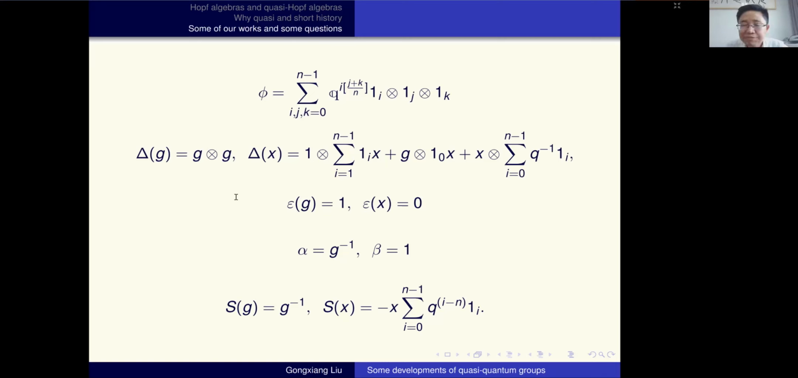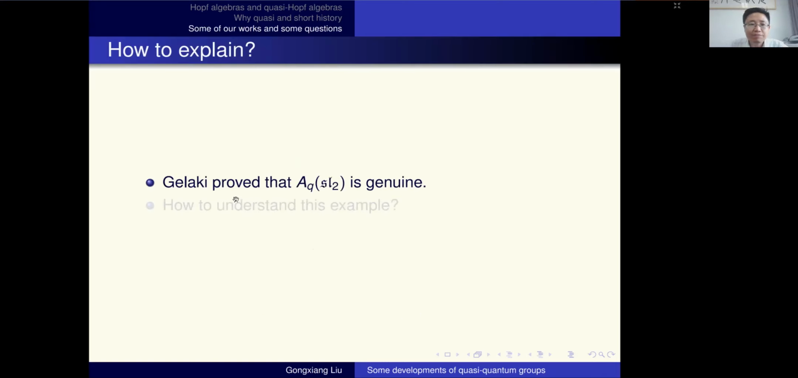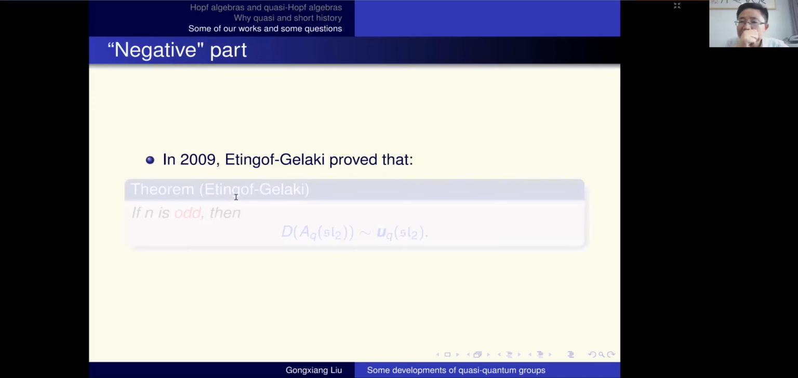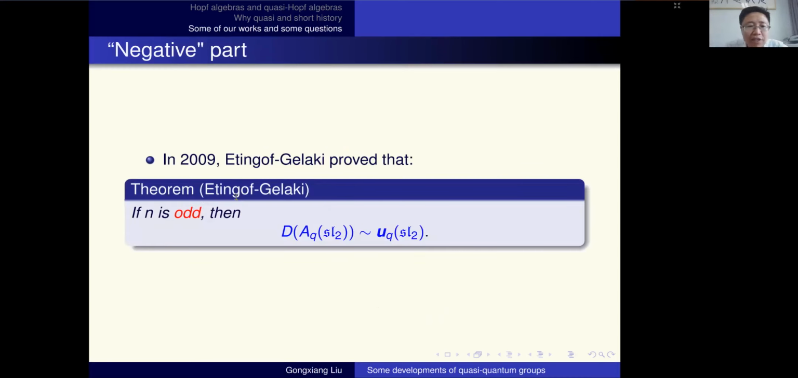In fact, Etingof and Gelaki proved the following example. If I had known the example, I would have felt very disappointed. They proved that if n is even, the quasi-Taft algebra will depend on the natural number n. And they proved that if n is odd, even if you compute the double, this trivial double is just the usual U_q(sl_2), so you get something equivalent to this.